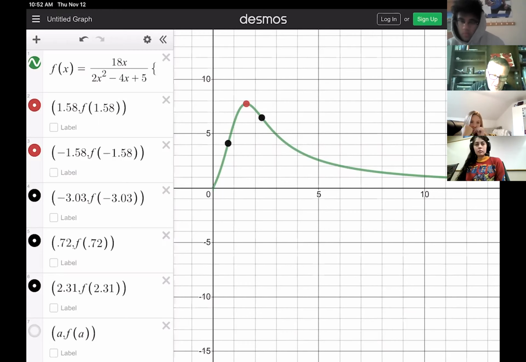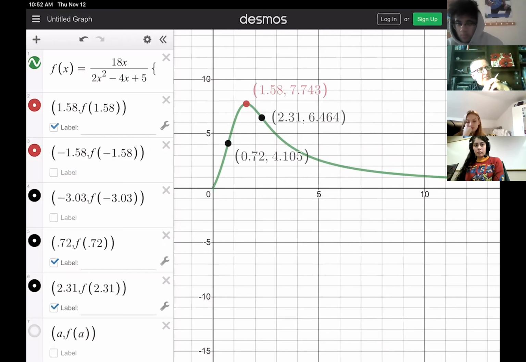If I go back and turn some of those labels on, and we'll pretend for a second that those are times, and let's say hours, even though that doesn't make much sense. But what does that first inflection point mean if this is drugs in your bloodstream? So 0.72 hours later. Would that be an example of the halfway point before it starts going down?